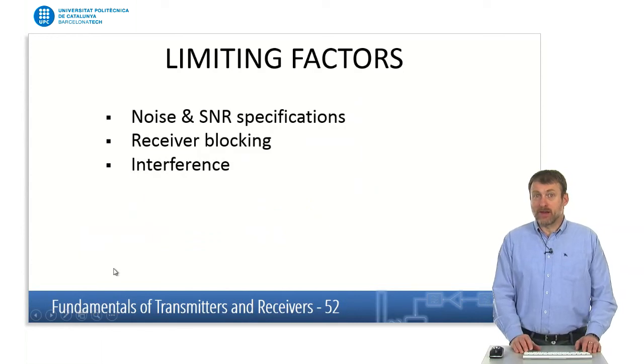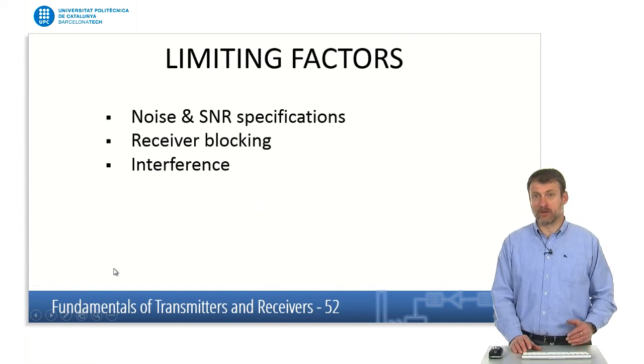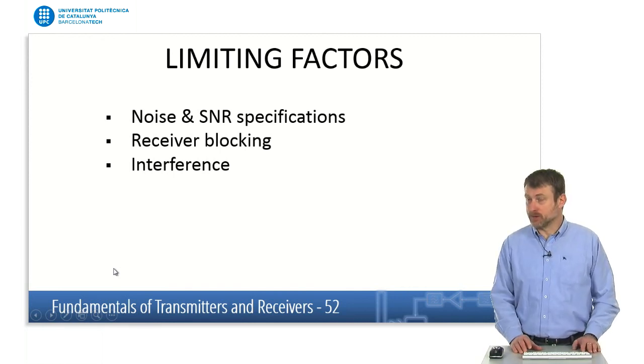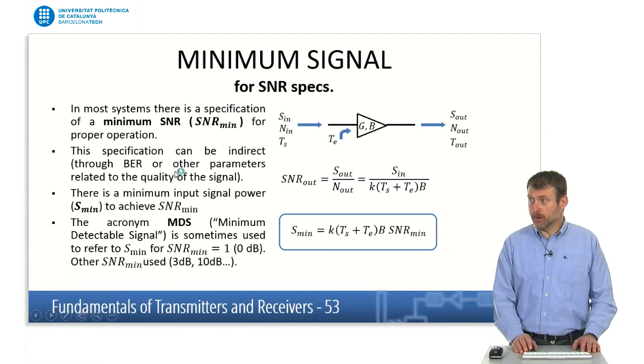There are actually three aspects that determine the minimum power that a receiver needs. One is the noise and the minimum signal-to-noise ratio specifications. But there are other effects that we will be describing, such as receiver blocking and interference. Let's go for the first one.